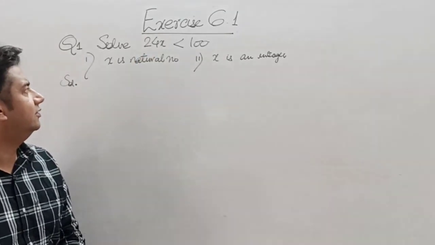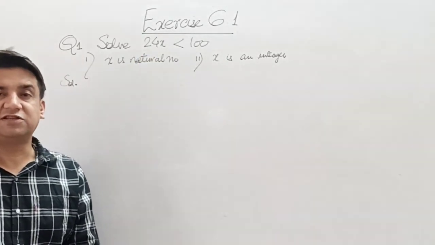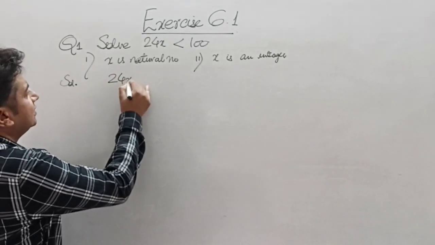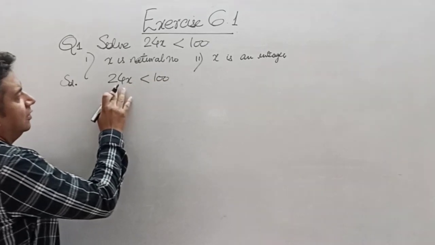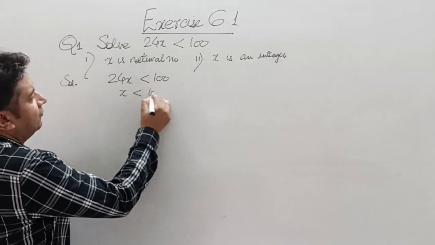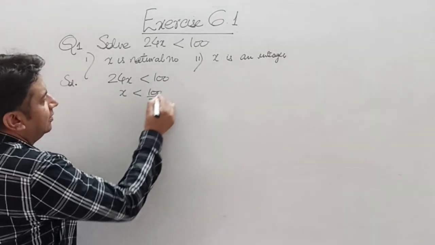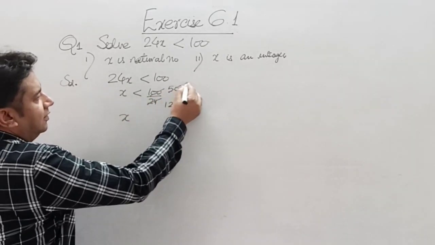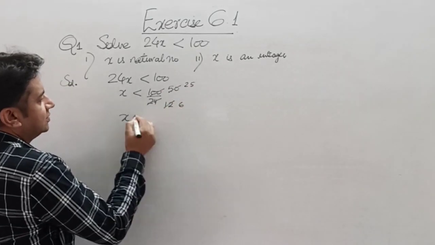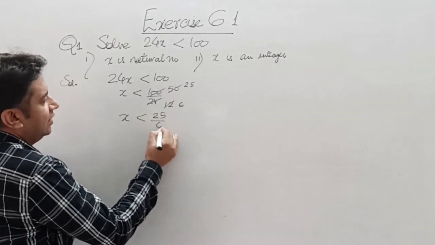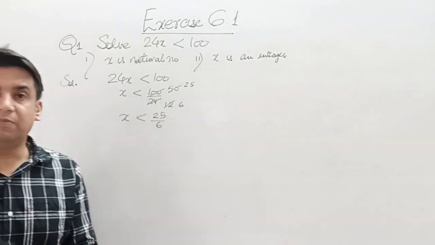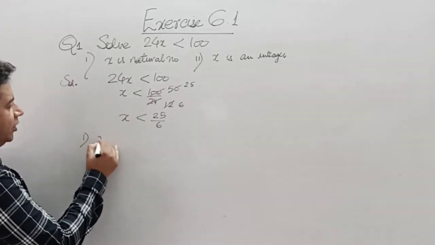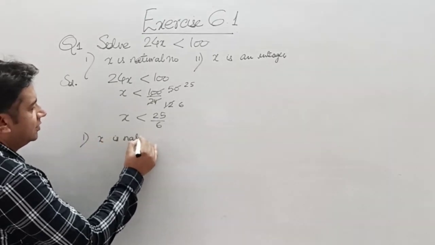24x is less than 100. What is the value of x if x is a natural number and x is an integer? 24x is less than 100. Now you transpose 24 to right hand side, cross multiply it and do the cancellation. It is 25 by 6. X is less than 25 by 6. 25 by 6 is approximately 4.1. Less than 4.1. How many natural numbers are there?